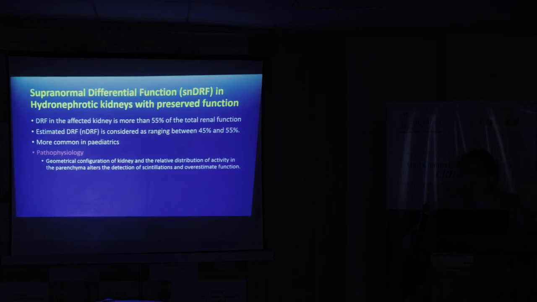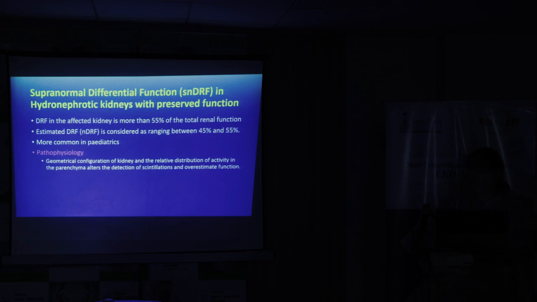Why I put up this slide is sometimes you will find a patient who prior to surgery will show 55% and then post pyeloplasty will come to you with a 45%, and the patient will say, Doctor Saab, ye kya kar diya? Hamari kidney kharab kar di. So it is not that.